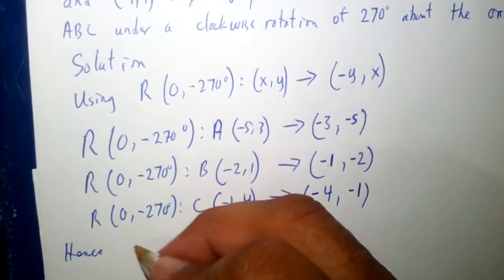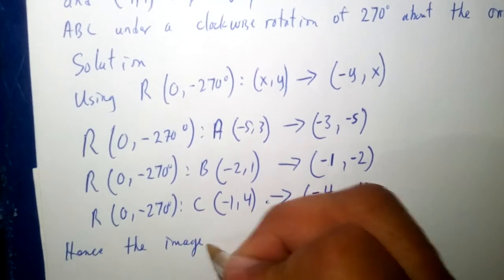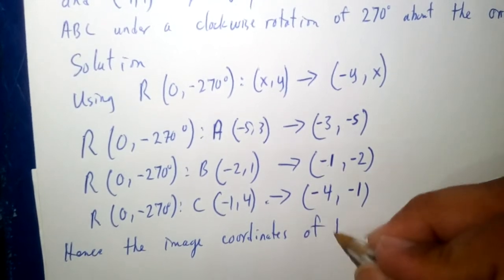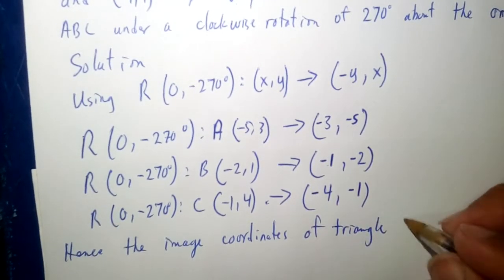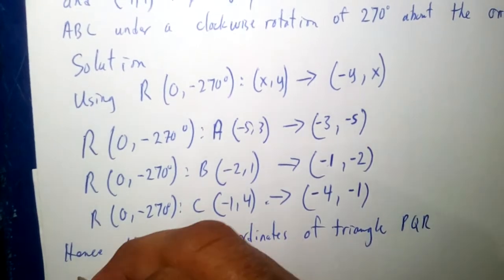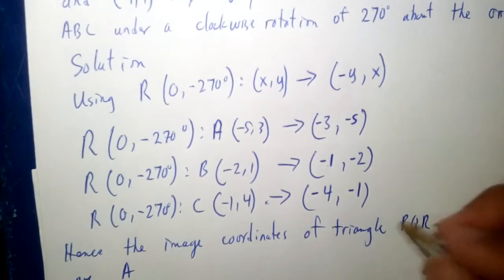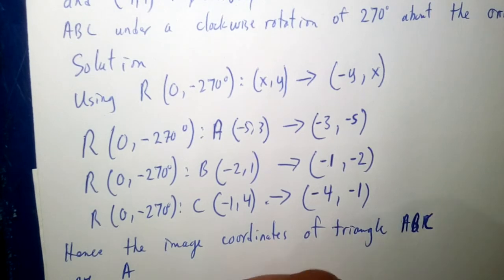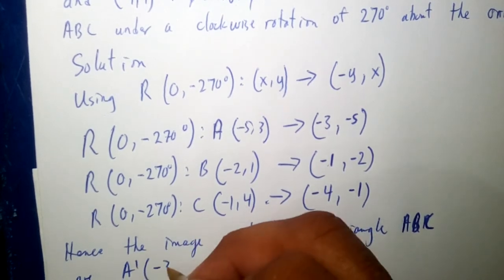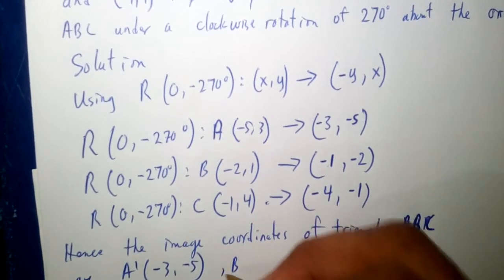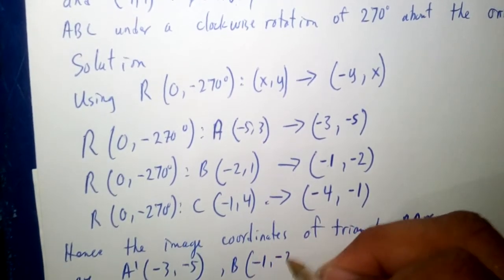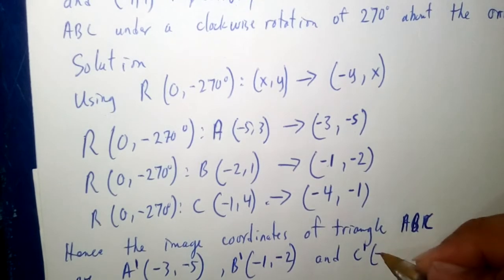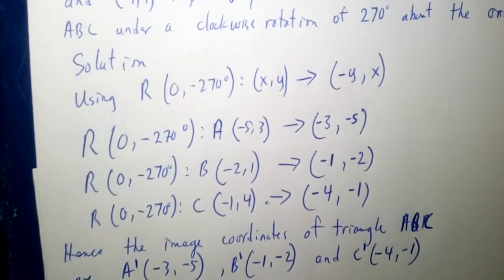Hence, or therefore, the image coordinates of triangle PQR are A prime (-3, -5), B prime (put your comma there because it's proper writing), and C prime, or C complement, that some people may call it, (-4, -1). And that's our solution for such a thing.